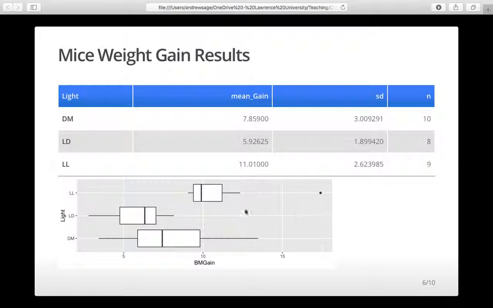It looks like the mice being kept in the light all the time seem to be perhaps gaining more weight than the other mice, followed by the mice kept in dim lighting, and then the mice kept in the standard light-dark cycle. But the question is, are these differences significant? Could we have just observed differences between the groups this big by pure chance? We'll investigate that using an ANOVA F test.